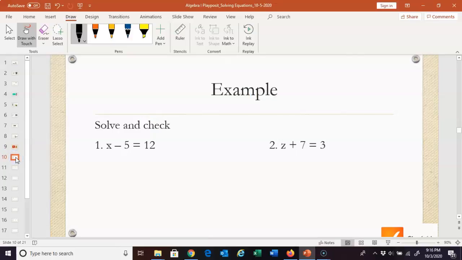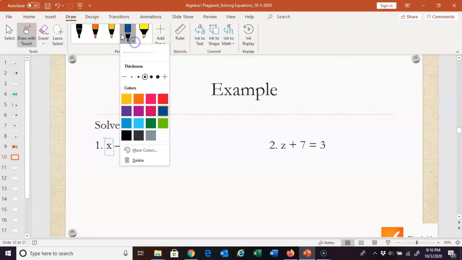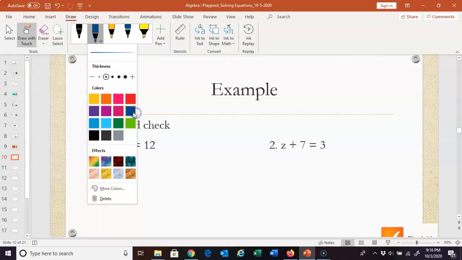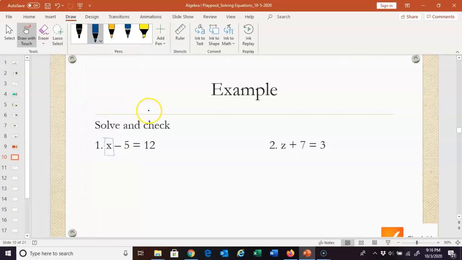This should be a review. We're going to solve these and check them. So the goal is to always get x or whatever variable it is all by itself. So sometimes I like to just square the x, put a square around it. Let me get a different color. Okay, so now we're trying to get rid of this 5. It's a minus 5, so we're going to add 5 to both sides.